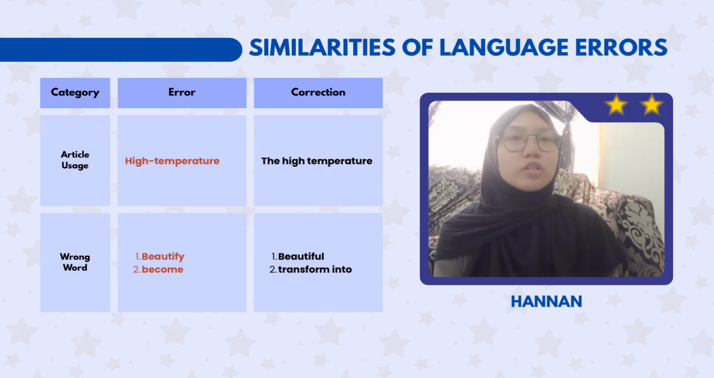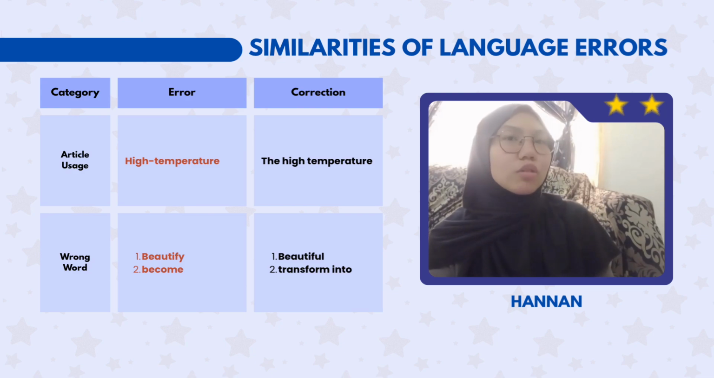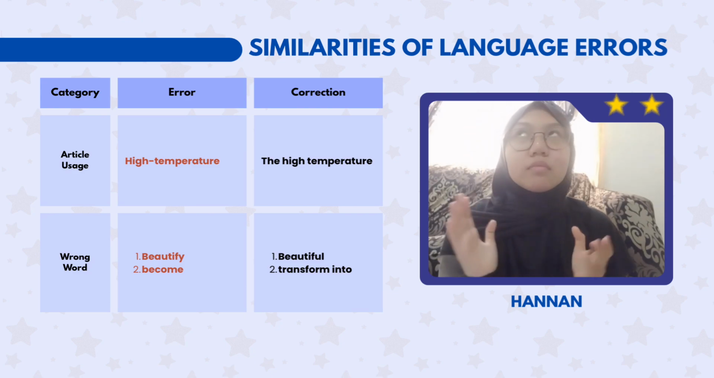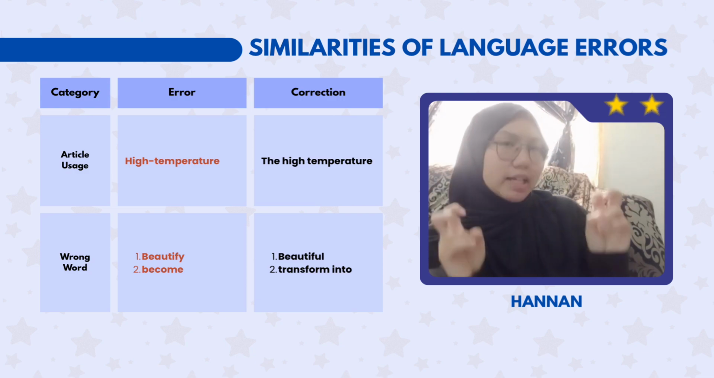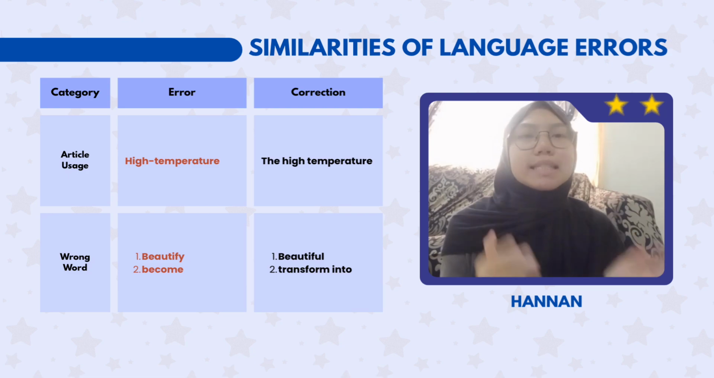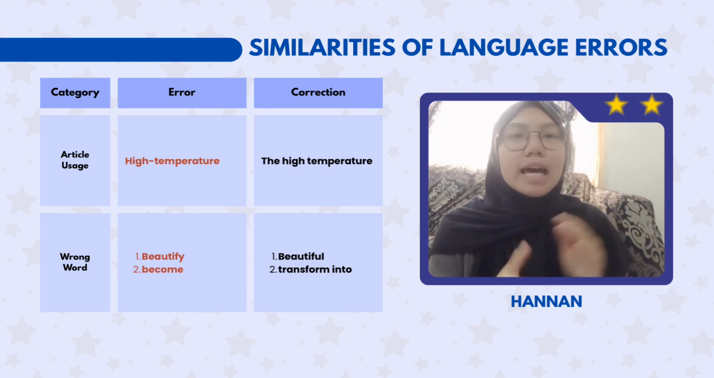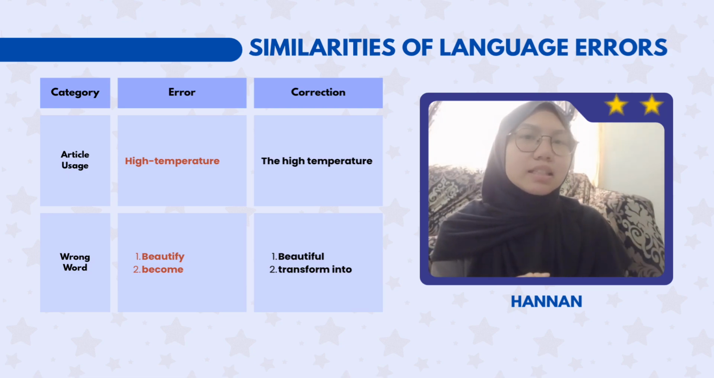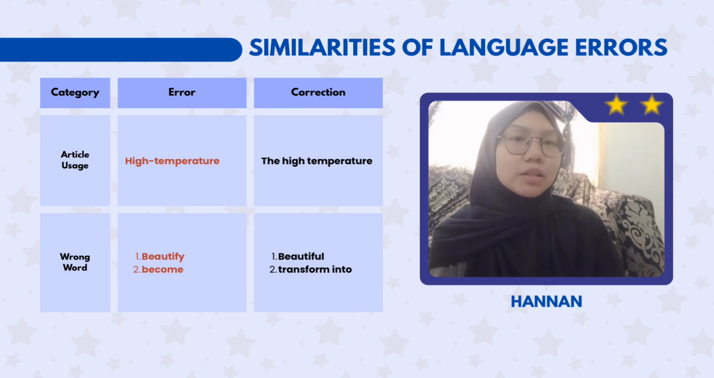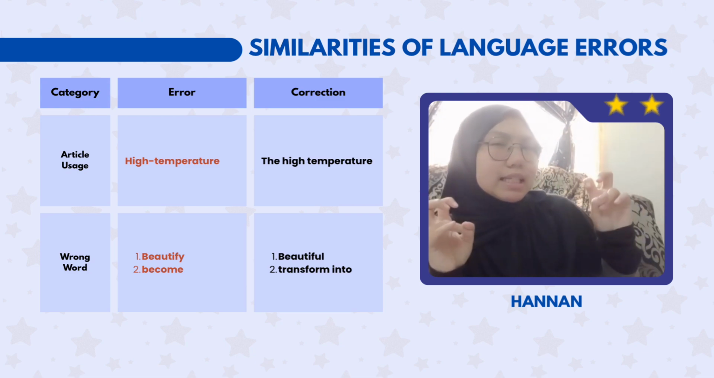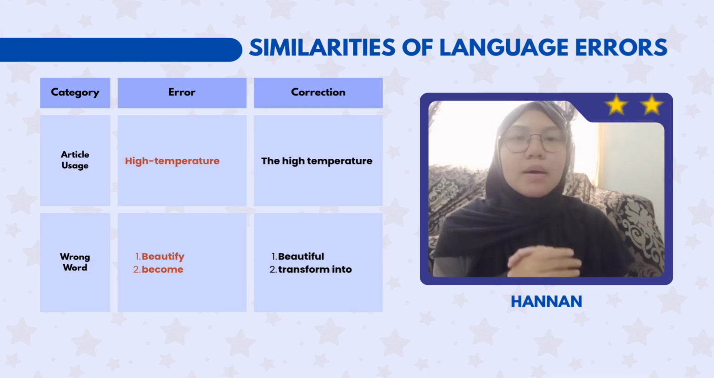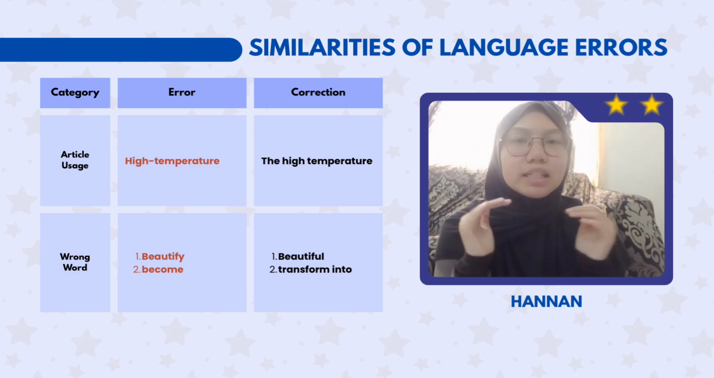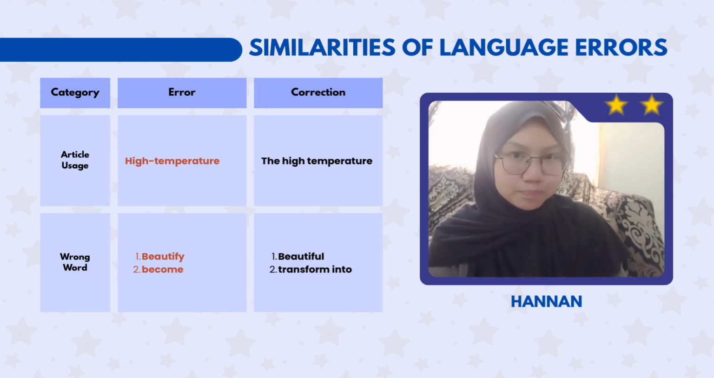Now, we'll be focusing on article usage and wrong word choice. For article usage, the phrase "high temperature" is corrected to "the high temperature". This edit is necessary because articles help make the meaning clearer. In this case, "the" is needed to refer to a specific condition, and removing the hyphen also helps in making the phrase grammatically correct in sentence form.